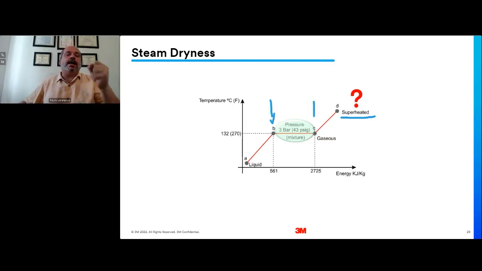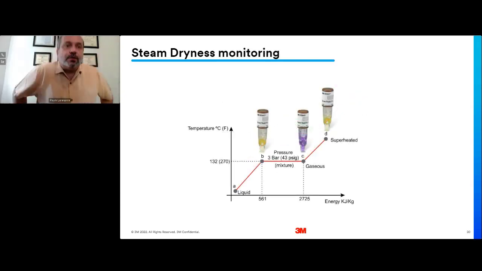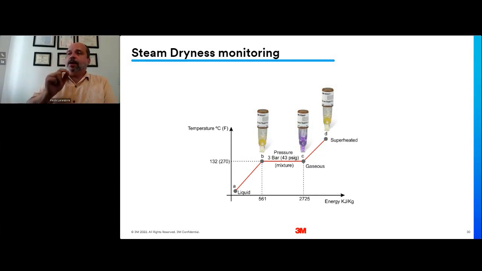What do we use as a monitoring device to determine that we are at the ideal point to promote the coagulation of the spores and inactivation of them? Biological indicators. So the biological indicators are today the only process indicators, quality process indicators, that are capable of detecting superheated steam. Why is superheated steam an issue?